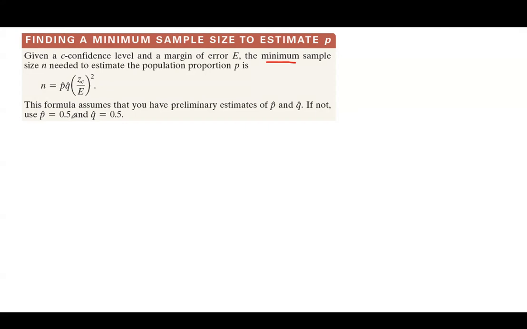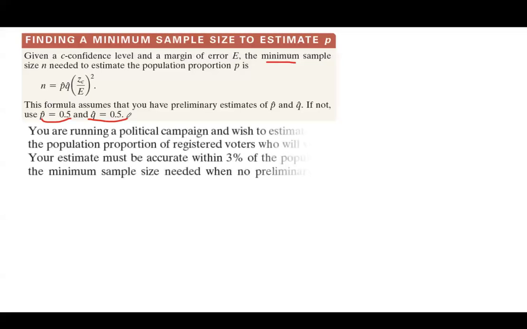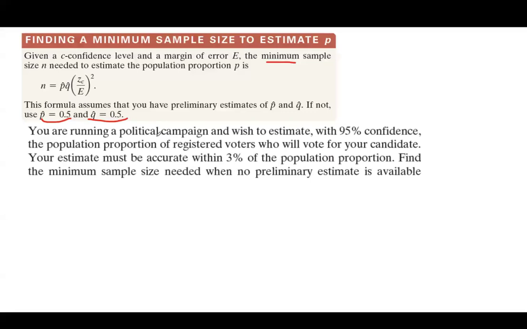But the question is, what if I don't know the preliminary information like p hat and q hat? If p hat and q hat are not given to you, you have to use 50%. Let's take a look at one example here. You are running a political campaign and wish to estimate with 95% confidence the population proportion of registered voters who will vote for your candidate. Your estimate must be accurate within 3% of the population proportion. And the question says, find the minimum sample size needed when no preliminary estimate is available.